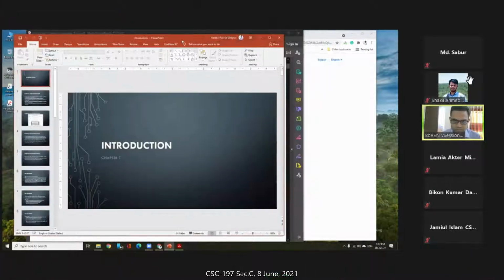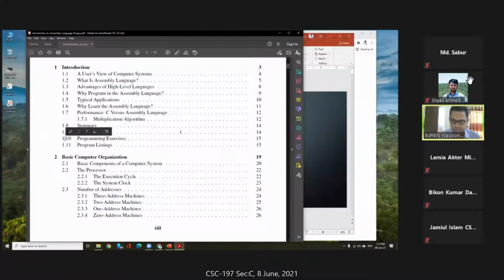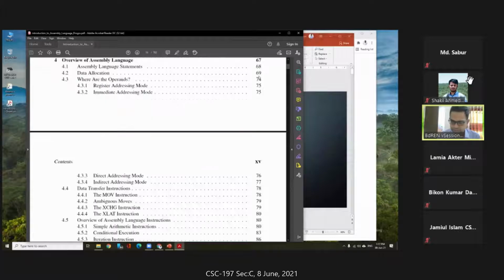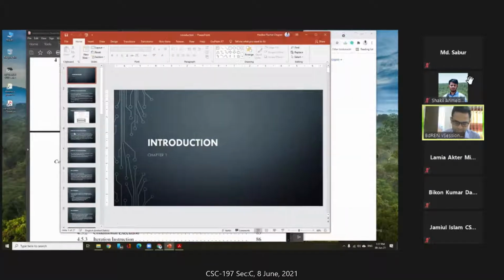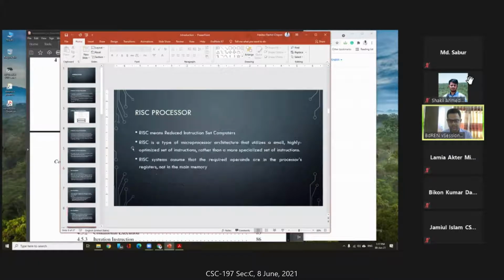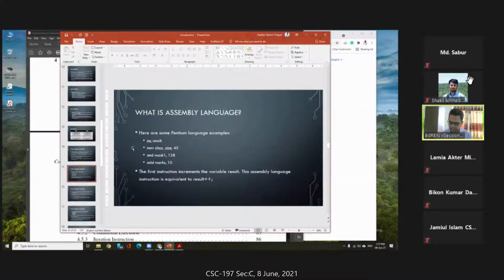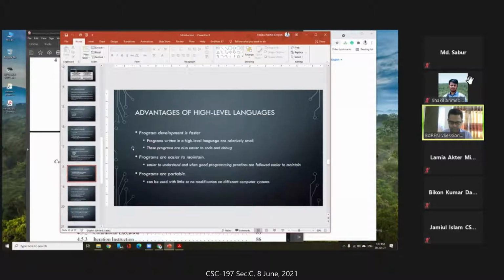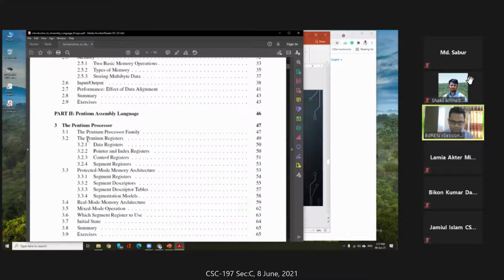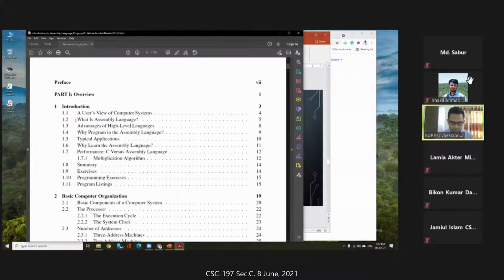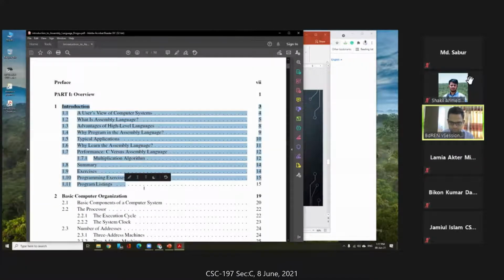So this is our first lecture, which is the introduction, chapter number 1. All the materials I have added here, all the pictures, all the slides, all the text and information, most of the information, not all, I have added from this chapter number 1 from the book, of course, because this is our textbook.